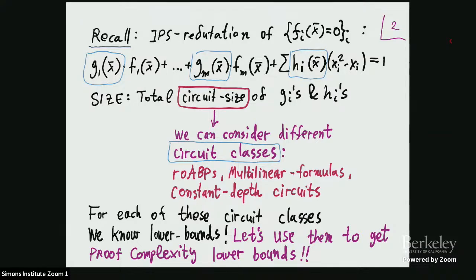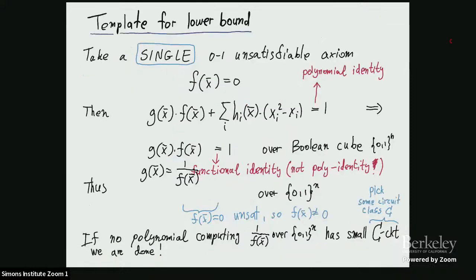I'm not going to show all of this, but it is possible to use the reduction from proof complexity lower bounds to algebraic complexity lower bounds. It is possible to use these circuit lower bounds to lower bound the size of IPS refutations with these circuit classes. I want to show the simpler case, read-once ABP.